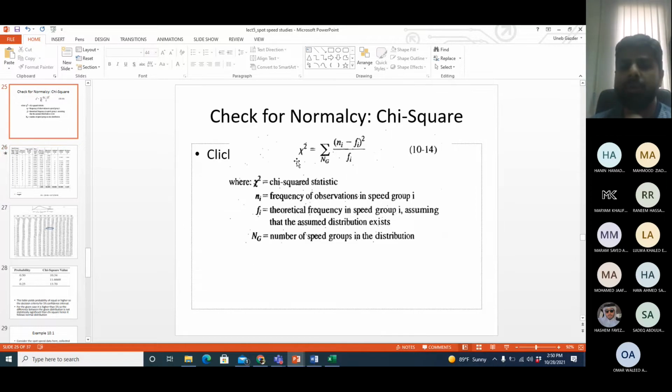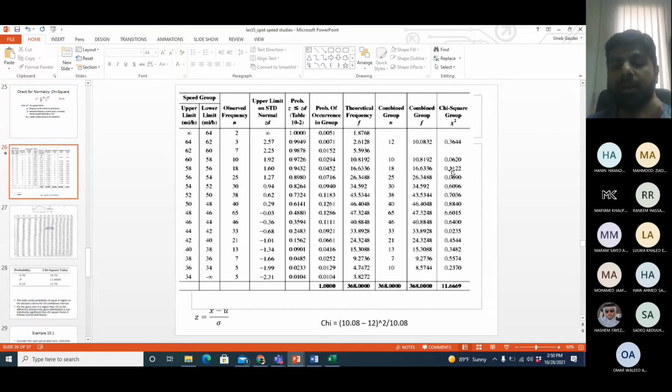Now if you look at the chi-square equation, I needed n, which I already have from the field, and I needed f. So f is just calculated. So I should be able to calculate chi-square, but I need to perform a check on the f values. What is the check? No f value should be less than 5. Now what will happen if it is less than 5? You merge it with the next group.